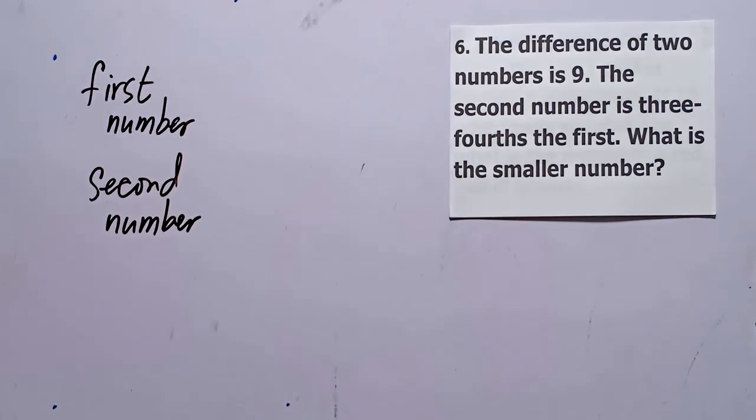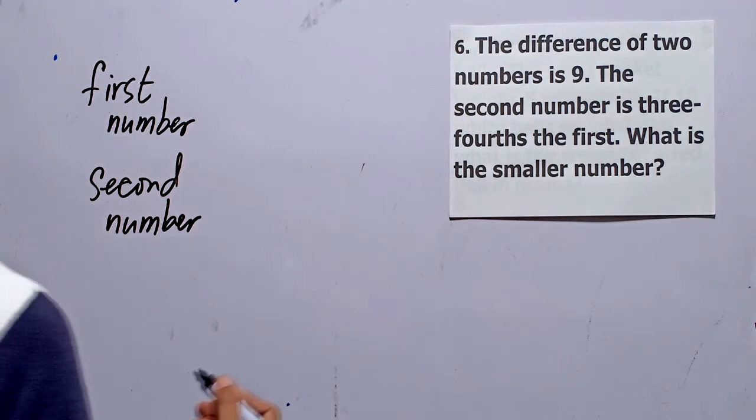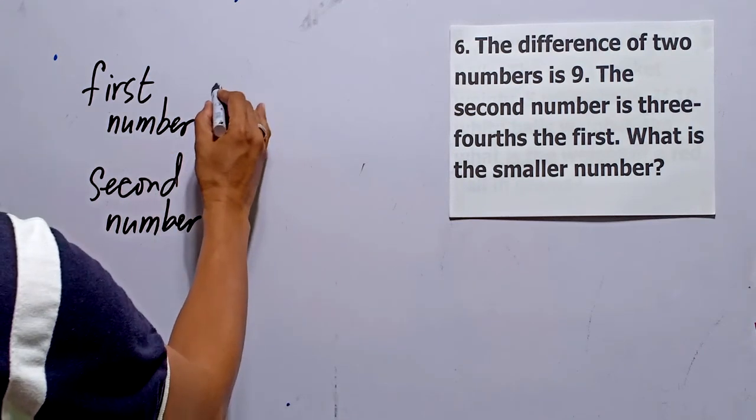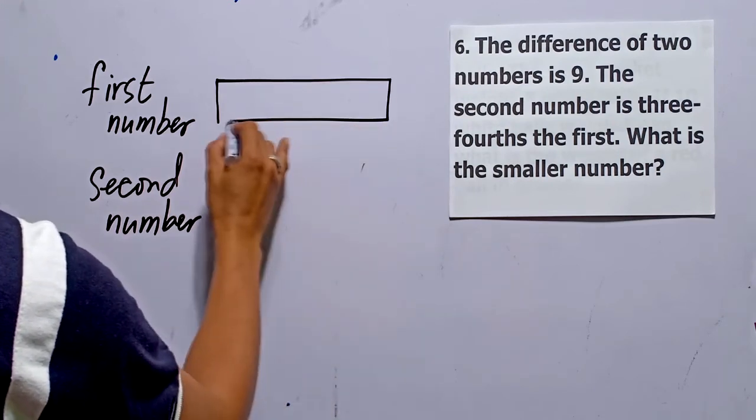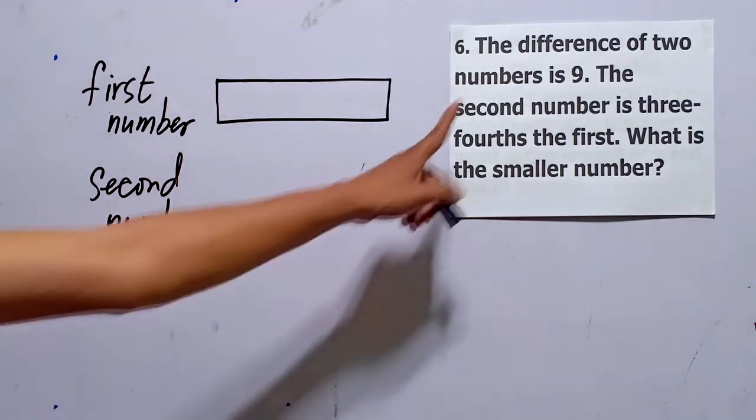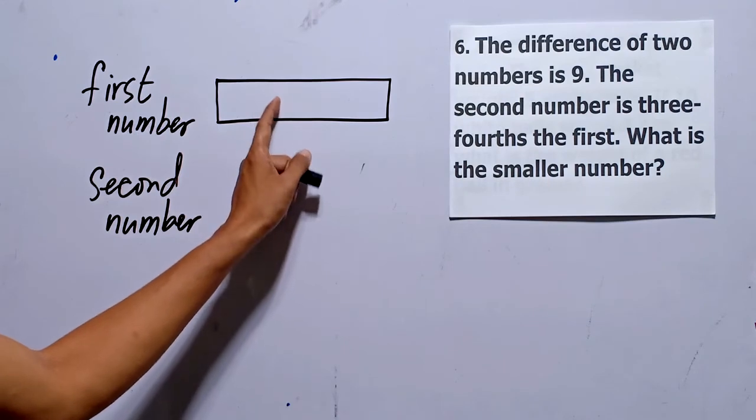Let's have problem number 6. The difference of two numbers is 9. The second number is 3/4 the first. What is the smaller number? So let me use blocks here to solve this problem. Again, let's start with the first number. If this block represents the first number, the second number is 3/4 of this.